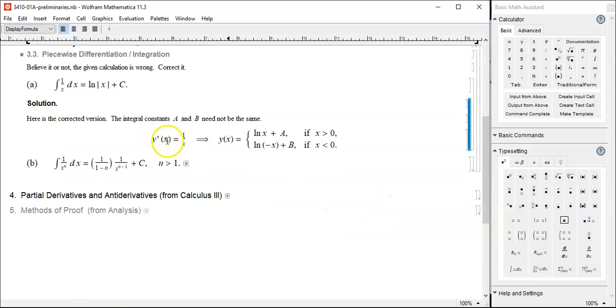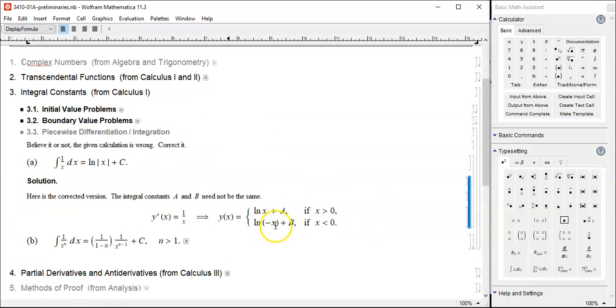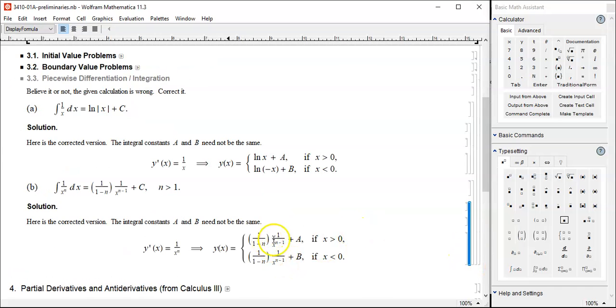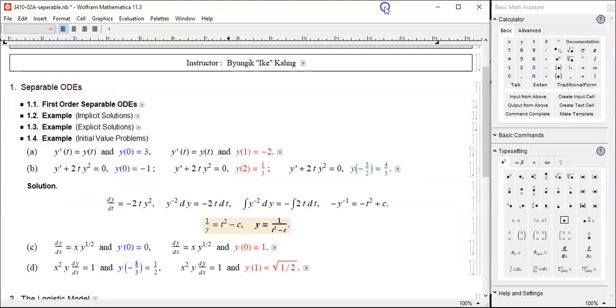We have log of x or log of negative x. We can have two different constants there because these two intervals are unrelated. And for this, again, we have two different antiderivatives, and we may have two different integral constants because these two intervals are unrelated. So we may have separate intervals of definition there. Let's come back to this. Are we in a similar kind of situation? We have denominators, so yes, we are in trouble, to tell the truth.